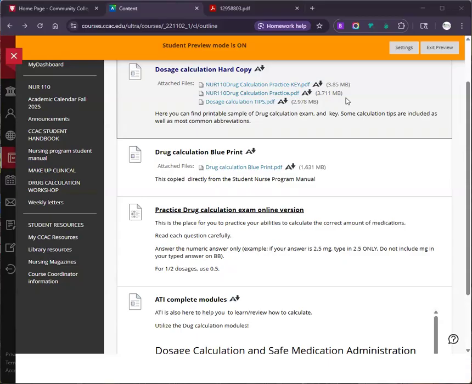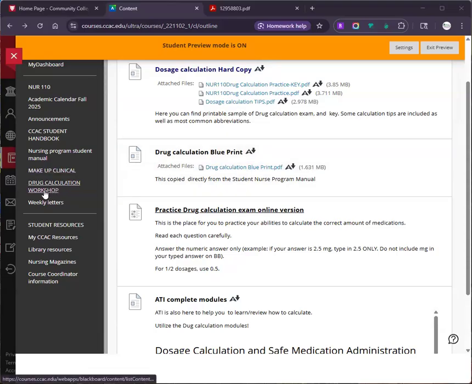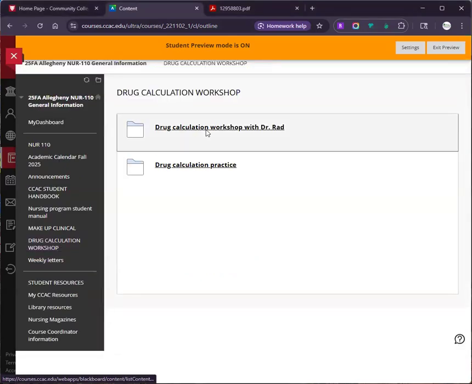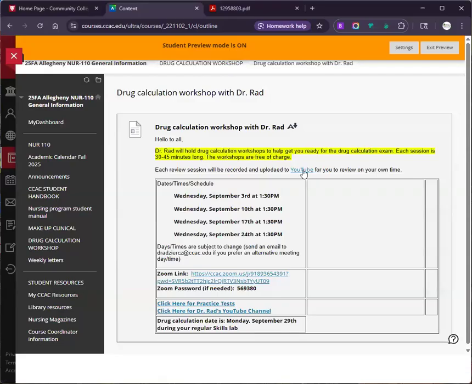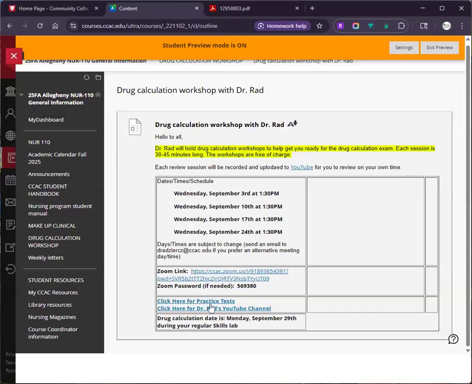So I'm in Blackboard on your 110 Blackboard site, and I'm in the drug calc workshop. If you go to that, you can hopefully see it on the left-hand side of the drop-down menu. This is where it gives you the link to my YouTube channel, so you can go back. I have some additional practice tests in the OneDrive shared folder, so you're welcome to pull some of those out. I'm not going to be going on there today.